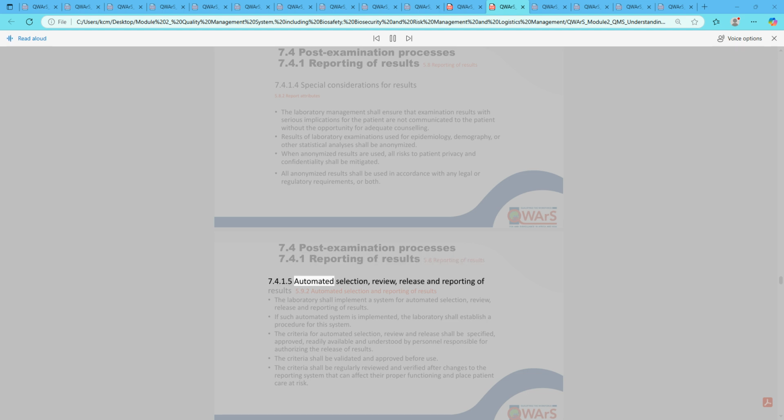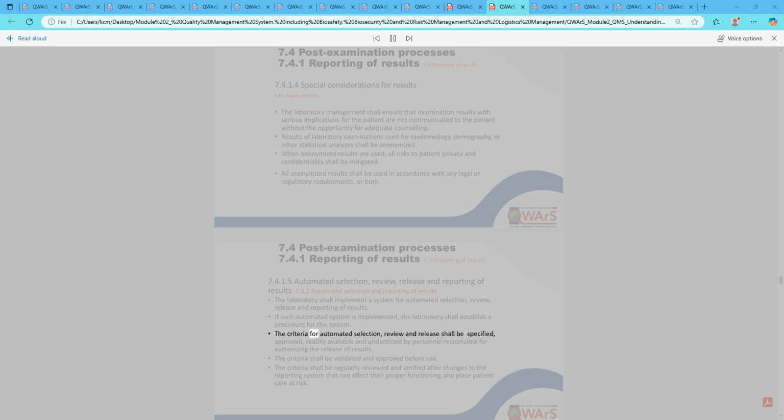7.4.1.5 Automated selection, review, release, and reporting of results. 5.9.2 Automated selection and reporting of results. The laboratory shall implement a system for automated selection, review, release, and reporting of results. If such an automated system is implemented, the laboratory shall establish a procedure for the system.